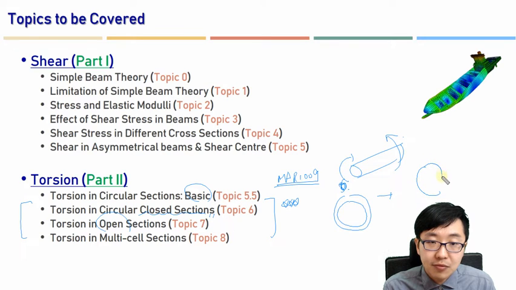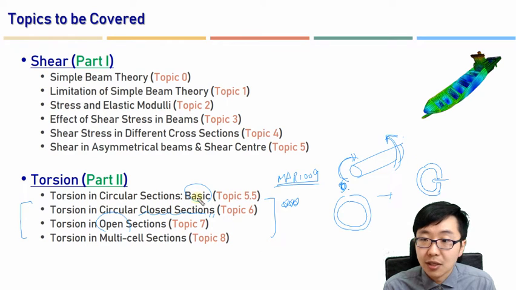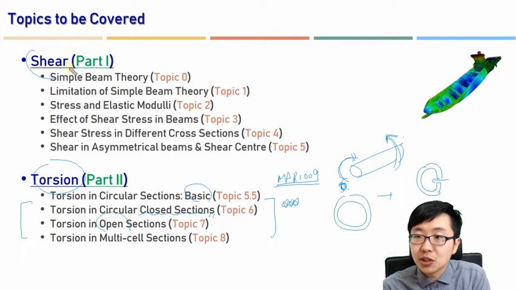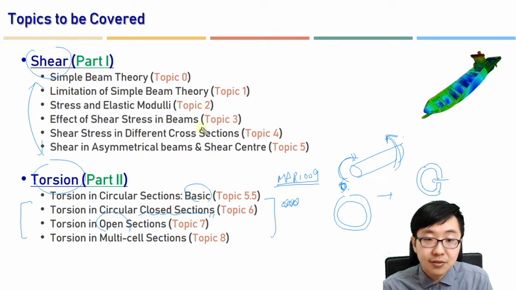For example, we can make a small opening here, right? So in this case, how will the shear flow and shear related behavior be subjected to the torsion? As you can see here, once we apply the torsion, it will generate the shear related stresses. So actually shear and torsion are closely related.